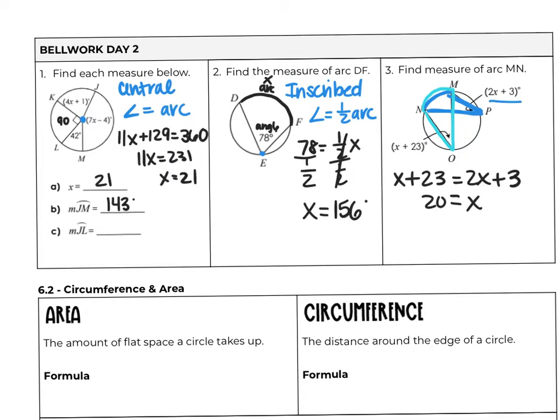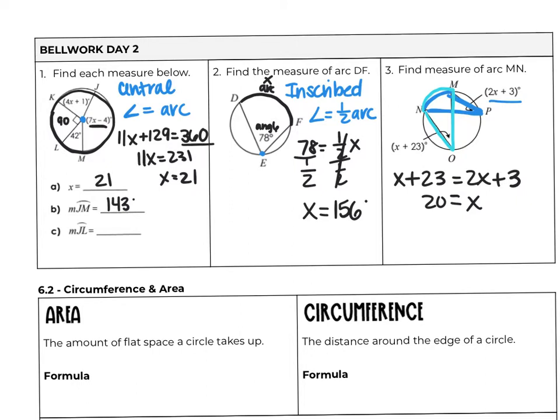Okay, I ran into a couple things that I wanted to go over here. So number 1, we had all the way around the circle, they gave us a value for each. So I set my total for 360. That came out to x equals 21. I plugged into JM here and got 143.